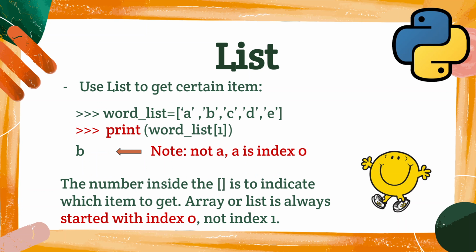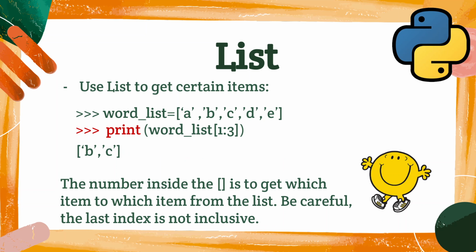One benefit of list is that it is easy to manipulate. The following way is to get a certain item from the list. The number inside the square brackets is to indicate which item to get. The only thing to be careful is that, like array, list always starts with index 0, not index 1. In this case, index 1 is the second item, so it prints out B and not A.